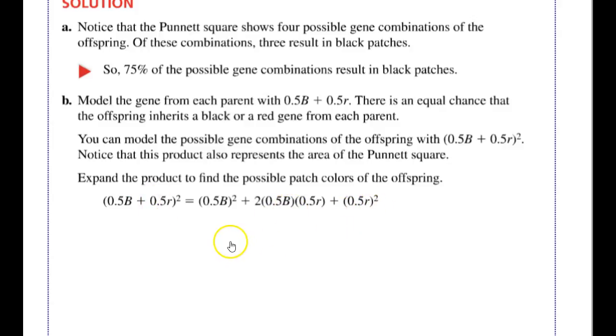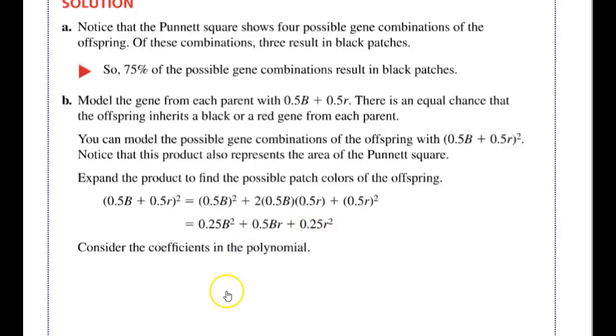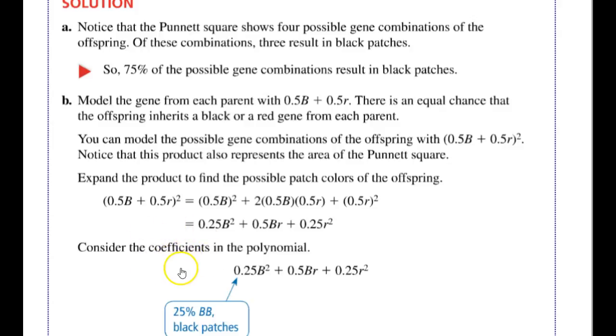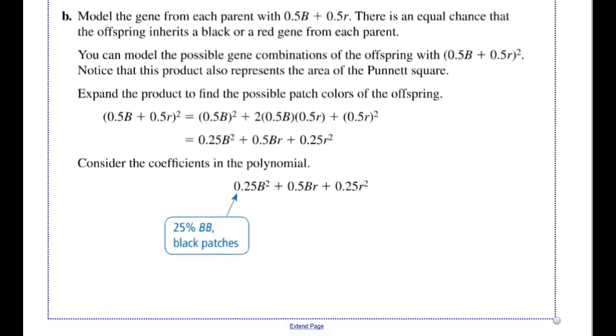So from here, I'm just going to go ahead and simplify, right? Because 0.5 squared is 0.25. 2 times 0.5 times 0.5 is 0.5. And then 0.5 squared is 0.25. So this tells me some information about what's happening above. We're looking at the coefficients. Now remember, here's one of our terms that we need to know, coefficient. A coefficient is the number that's with the variable. So we're just looking here at the numbers.